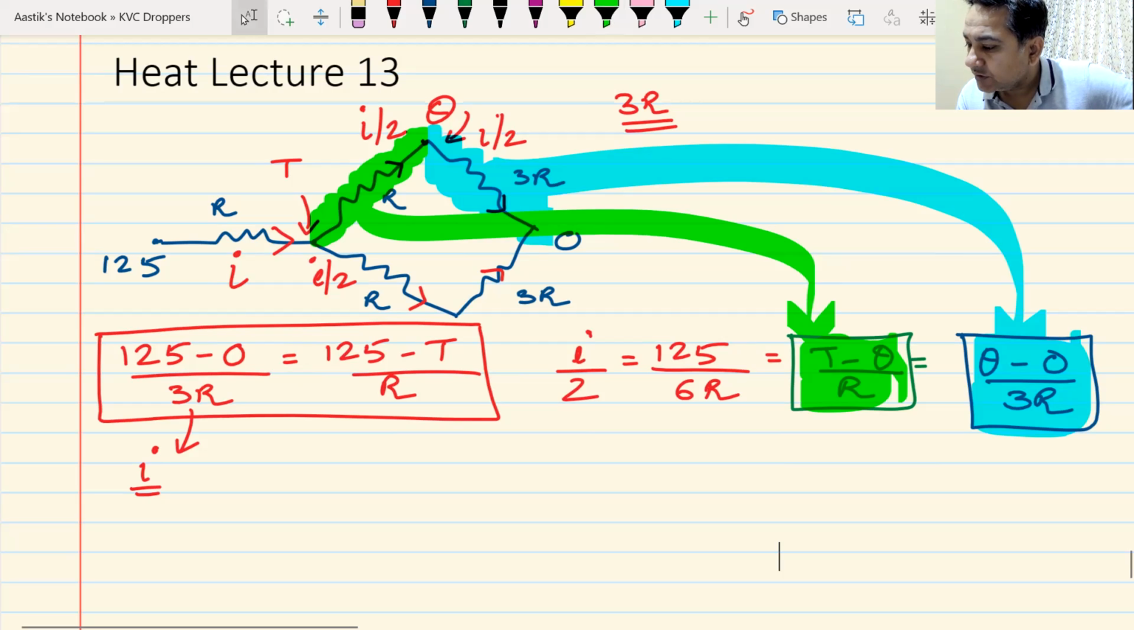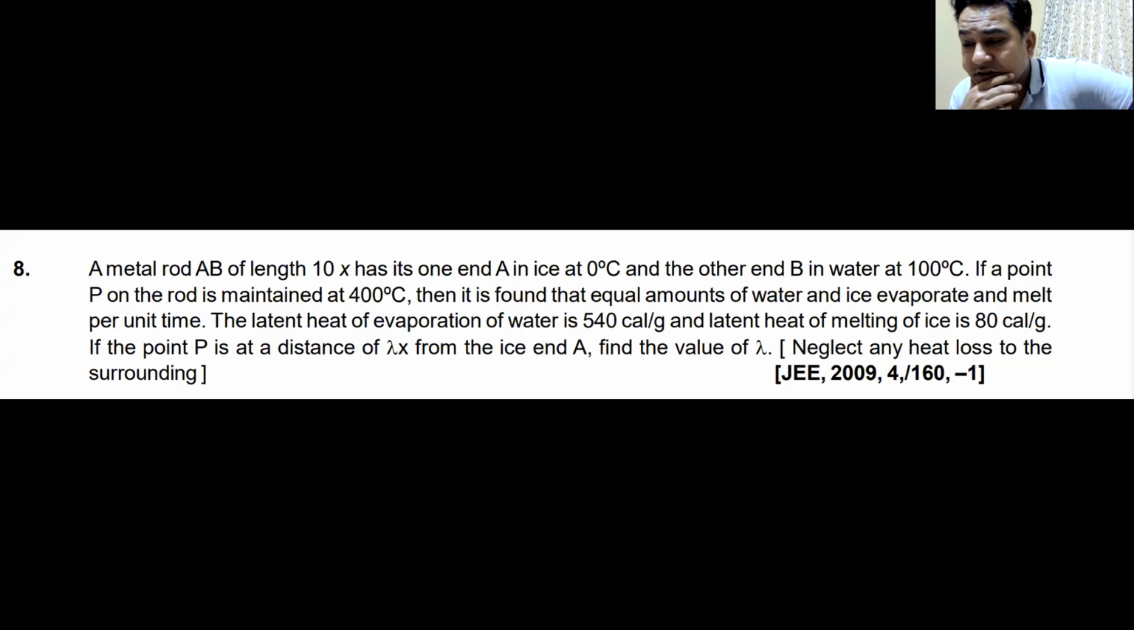And the next question is this one. This is taken from JEE. JEE means JEE Advanced, so you can see what type of question actually comes in JEE Advanced. This is the question taken from JEE 2009, plus 4 minus 1. It is a single integer type question. And the question goes like this.